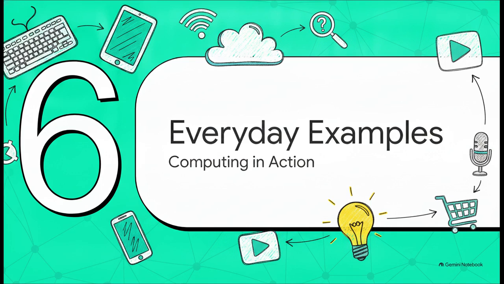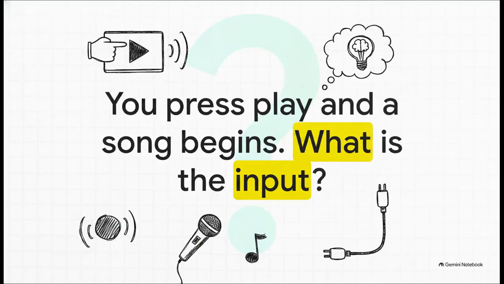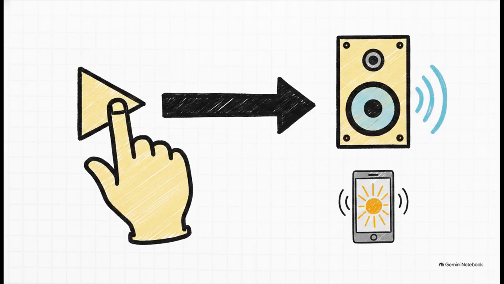Let's do a quick check for understanding to see how well you've grasped all of this. Imagine you press play and a song begins. Pretty simple, right? But what is the input here? I'll give you a second to mentally lock in your answer. Got it? Okay. Let's see if you were right. The input is the physical act of pressing the play button. The output is the music playing from the speakers.